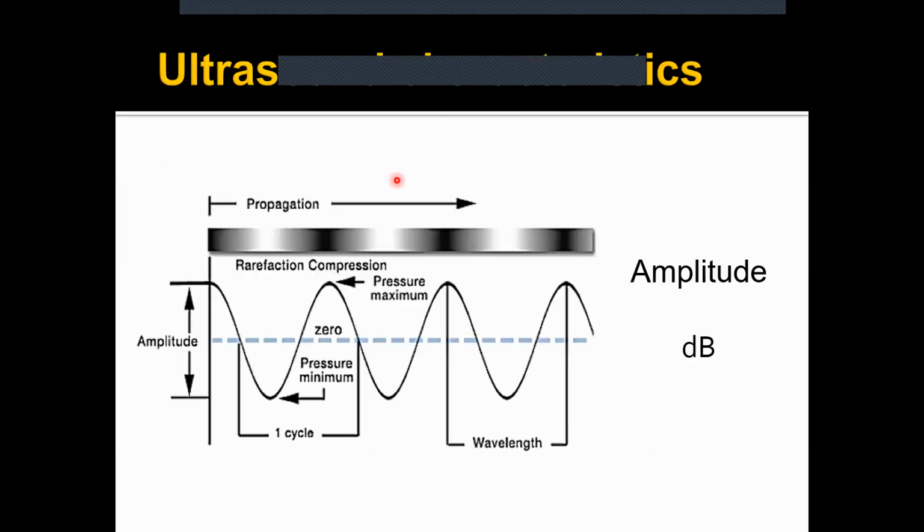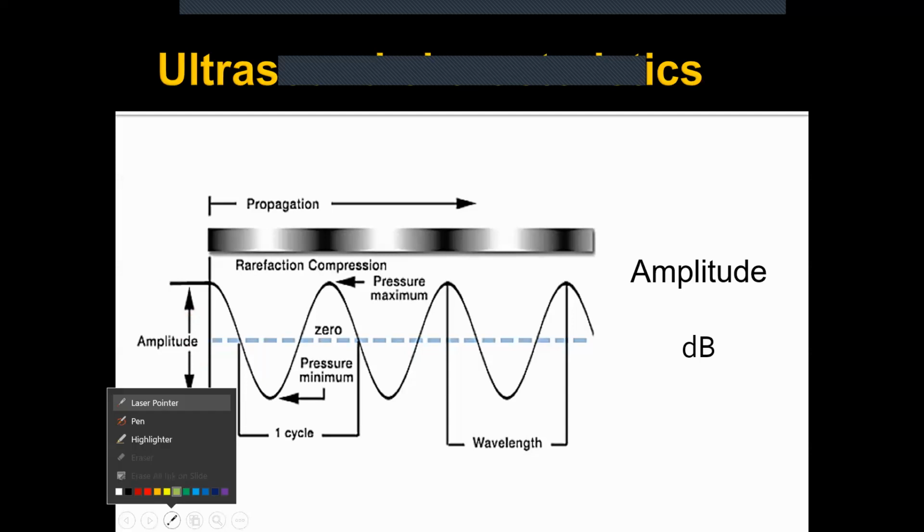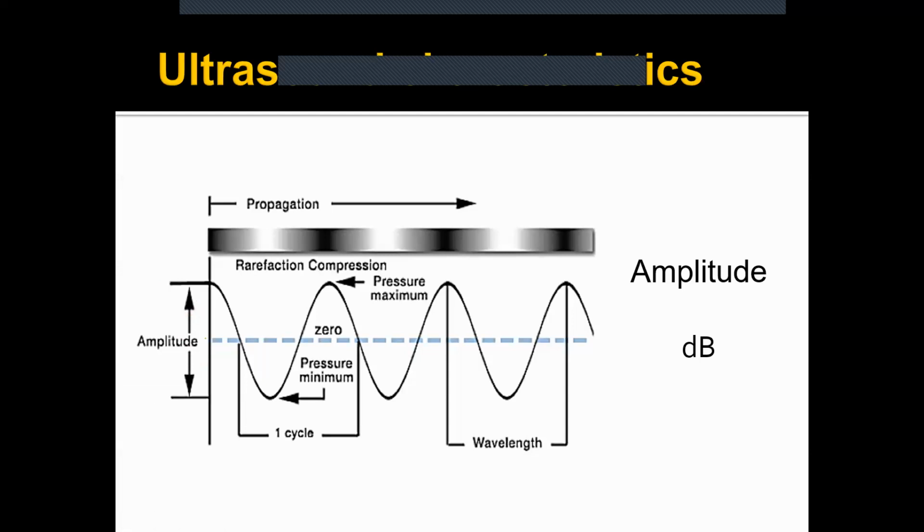Similarly, your frequency just tells you how many vibrations per second. And then you have your amplitude. This diagram is a little bit wrong, but we can make do. The amplitude tells you the distance from zero. So this here is the amplitude. You can think of it as the height of the wave.